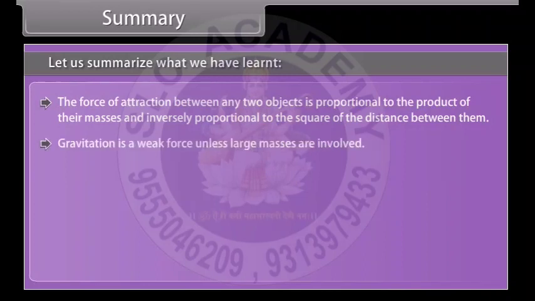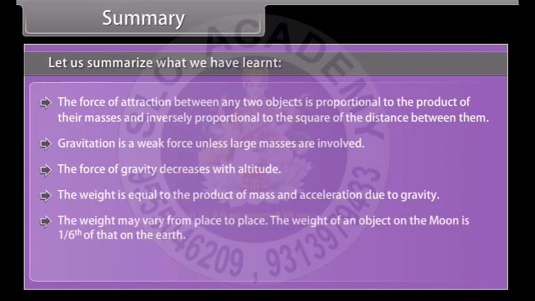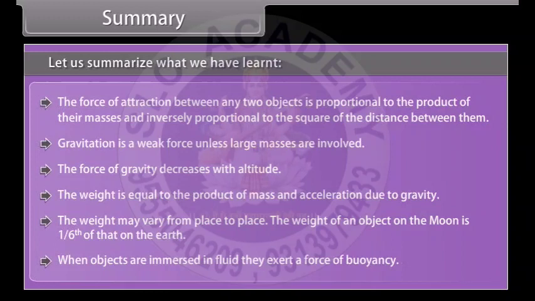Gravitation is a weak force unless large masses are involved. The force of gravity decreases with altitude. The weight is equal to the product of mass and acceleration due to gravity. The weight may vary from place to place. The weight of an object on the Moon is 1/6 of that on the Earth. When objects are immersed in fluid, they exert a force of buoyancy.